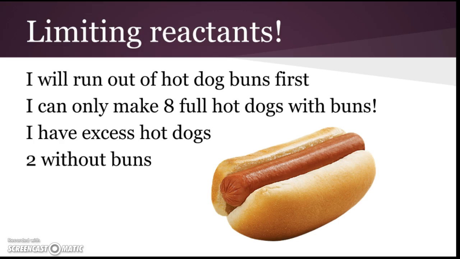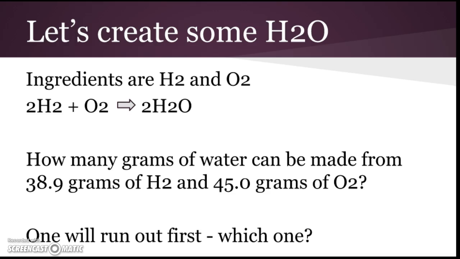Well, the same thing happens in chemistry. When I have a chemical reaction, instead of hot dogs and hot dog buns, I have things like hydrogen and oxygen. So I can burn hydrogen and oxygen and make water vapor. We did that in our mini rockets that we did in the hallway. And what if I have some hydrogen and I have some oxygen? One of them is always going to run out first, unless you've made some very careful calculations to get the exact right amount of each.